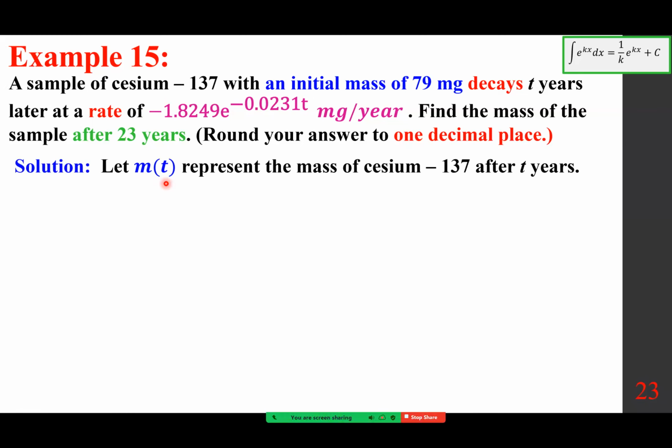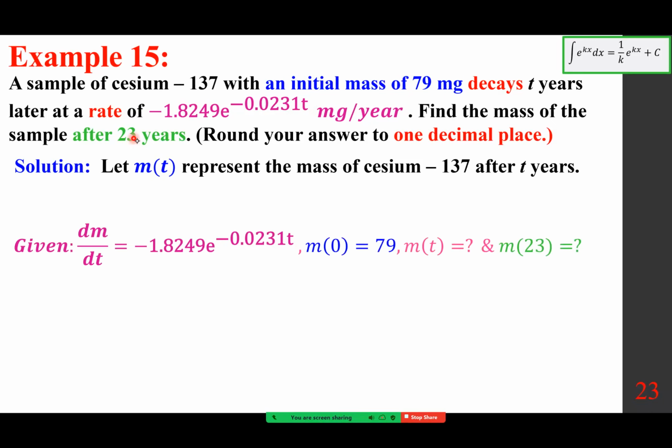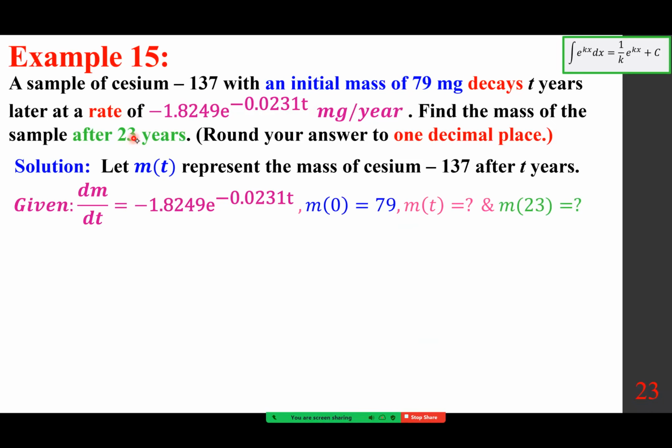We want to understand the problem, so we want to write the given. Given dM/dt is this. That means dM/dt is -1.8249 e to the power of -0.0231t. Initial mass means at t equals 0, M of 0 is 79. That will help us find M of t, and then replace the t with 23 to find M of 23. That's what we are going to do.